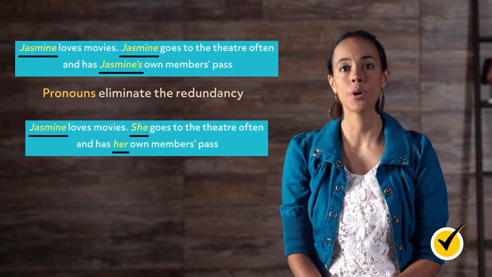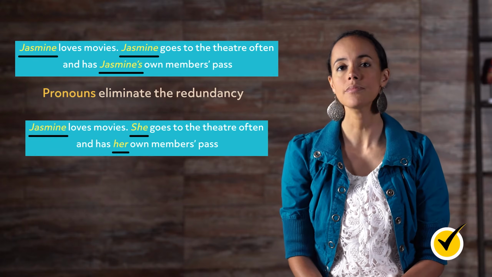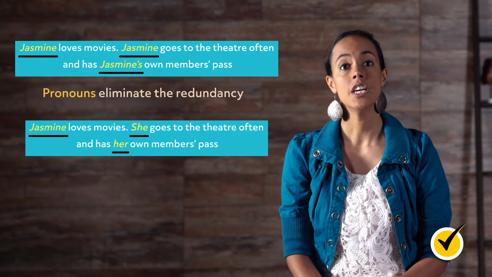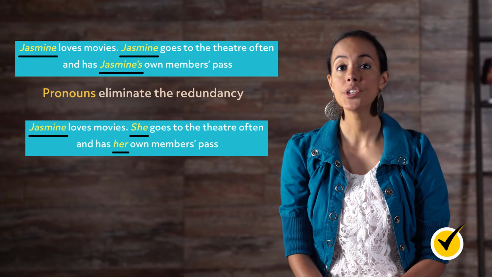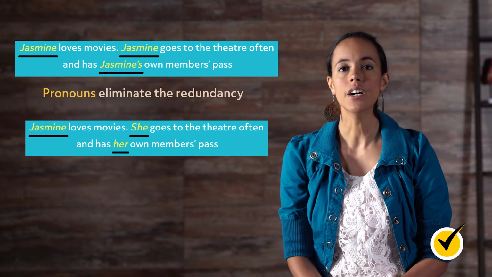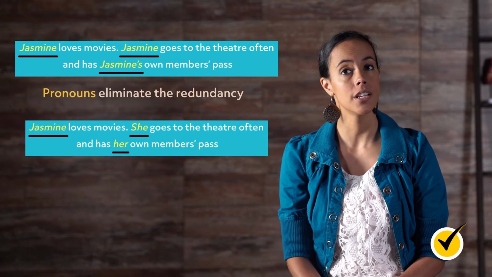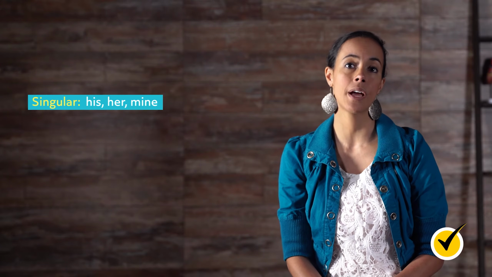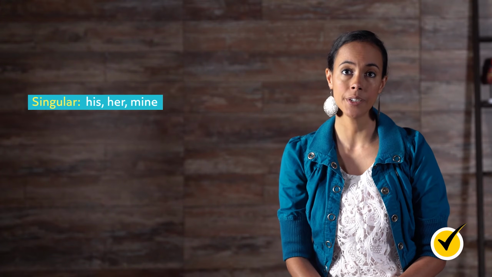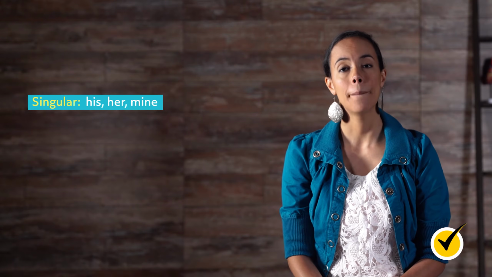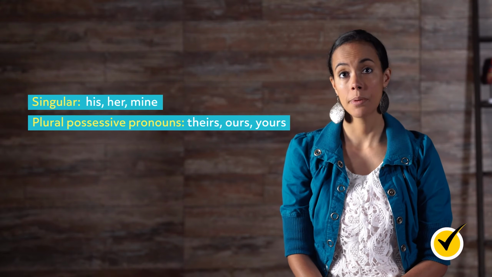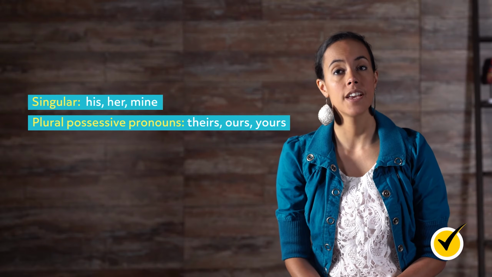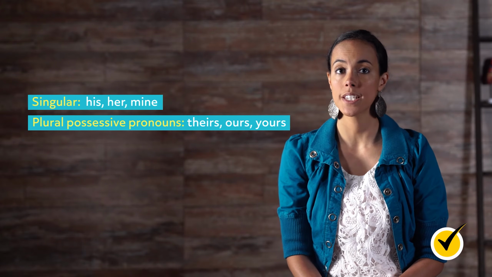As mentioned earlier, pronouns can also be possessive. We see that in the previous example, Jasmine owns a members pass. So instead of saying Jasmine's pass, we use the possessive pronoun her to describe her possession of the members pass. Other possessive pronouns include singular: his, her, mine. Plural possessive pronouns include theirs, ours, and yours.